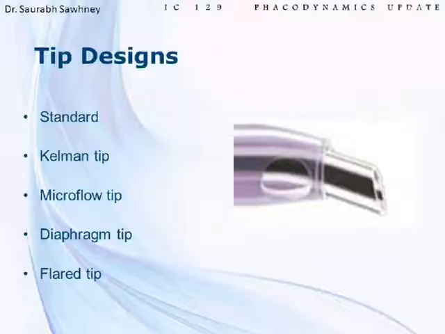First of all, it is bent. So if you are sculpting a very hard cataract and you have to go really deep to do a 4-quadrant or a stop and chop, then a Kelman tip really takes the load off you. You can go deep without really straining your hand. That the bend achieves for you.